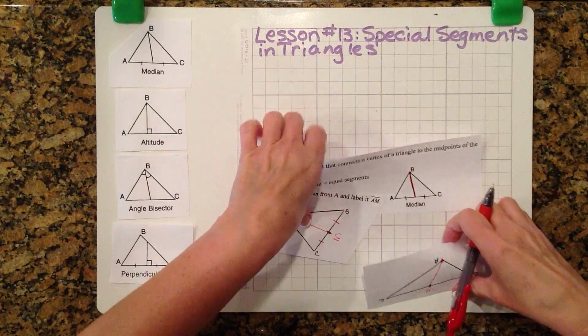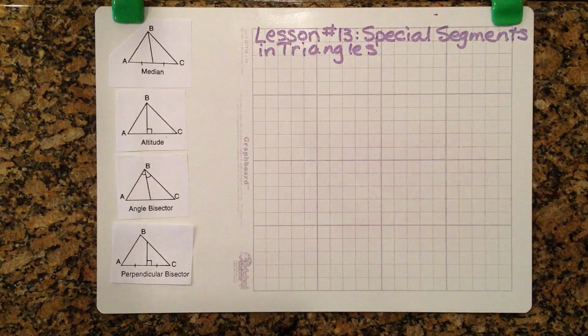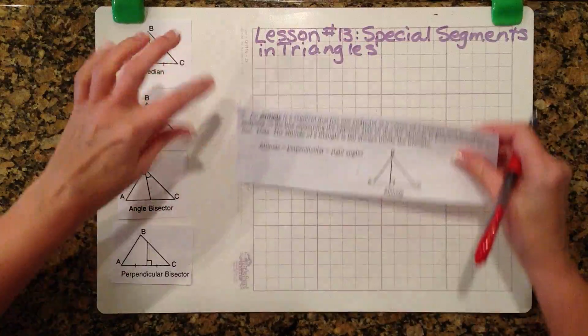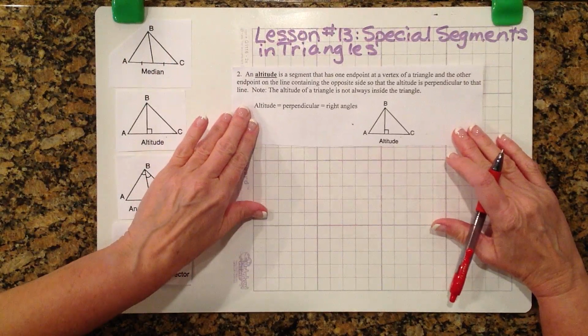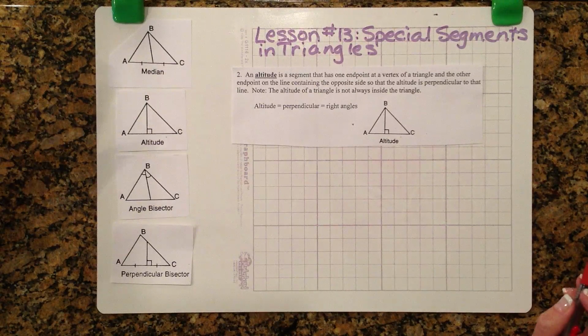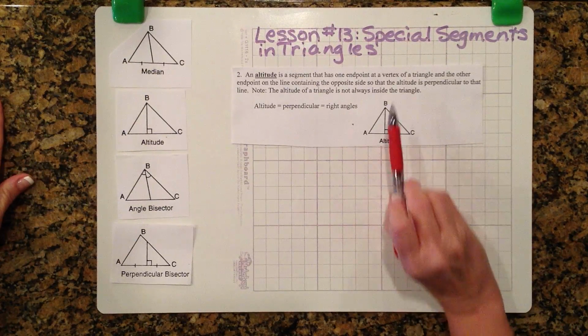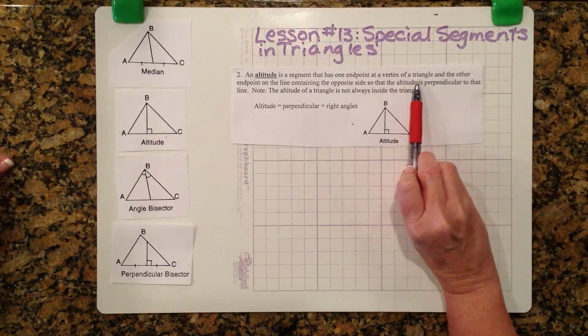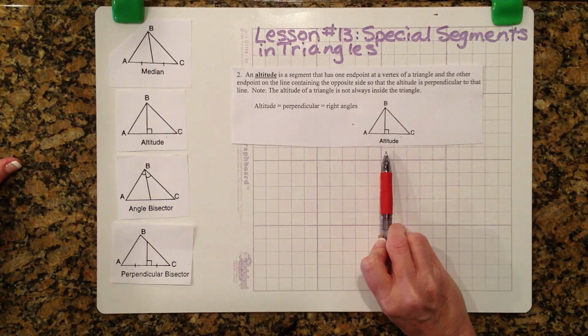Let's go to number 2, the altitude. When I think of altitude, I think of airplane, and I'll explain that in just a minute. If you notice, this definition is a little longer. Feel free to stop the video and copy it down. You need to know the definition, the worded definition, and also the picture of it.